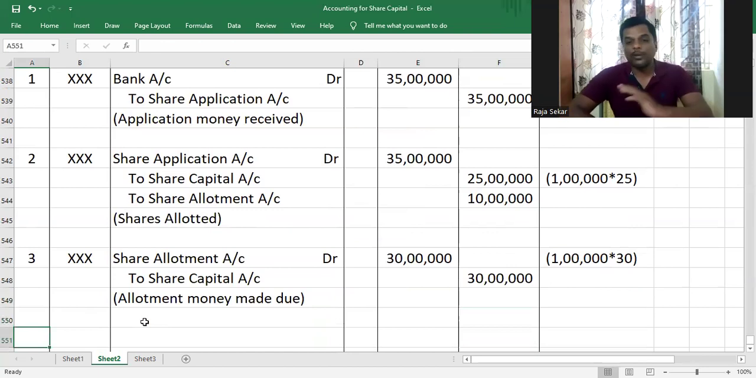And the next journal entry would be to receive allotment money, and this would have been very smooth had there been no calls and arrears. But unfortunately, we have some calls and arrears in this question, my dear children, and therefore we'll have to go ahead and do the working note.